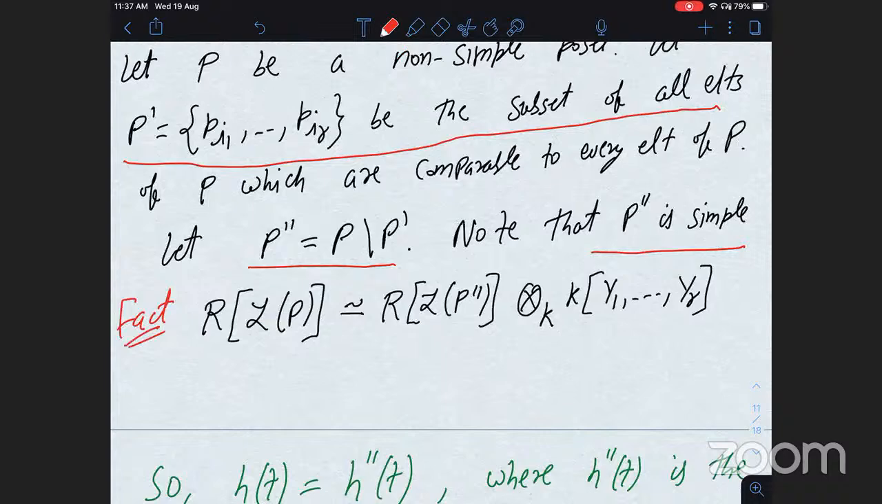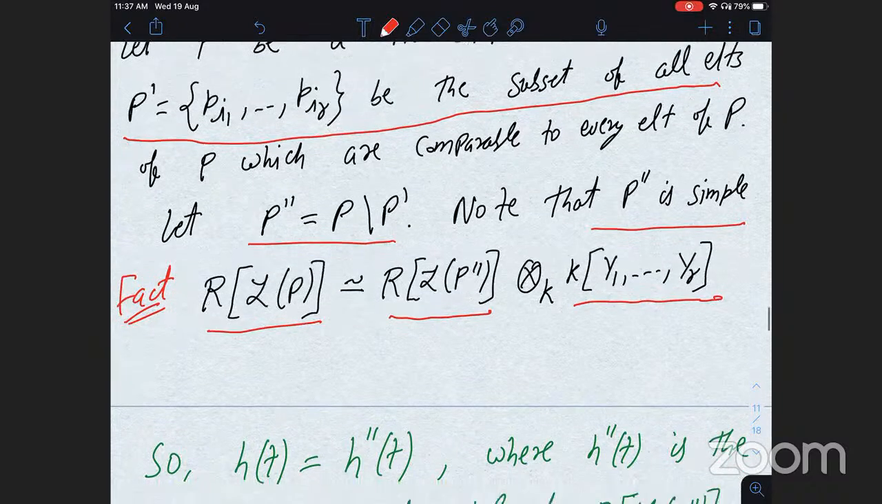Now one fact: in that particular case, the Hibi ring associated to P will be isomorphic to the Hibi ring associated to P double prime tensor over K with the polynomial ring in r variables, where r is the cardinality of the poset P prime. That means there are r elements in the poset P that are comparable to every element of the poset.